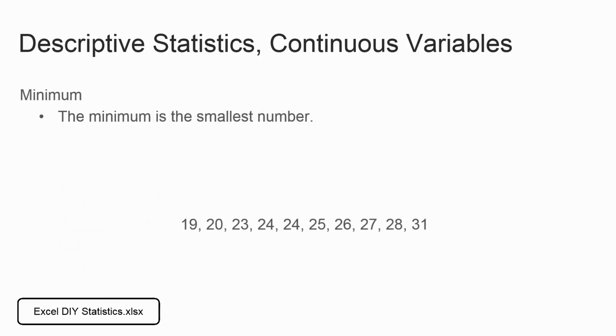The minimum is the smallest number in the variable. In this case, the minimum is 19. The maximum is the largest number in the variable. In this case, the maximum is 31.